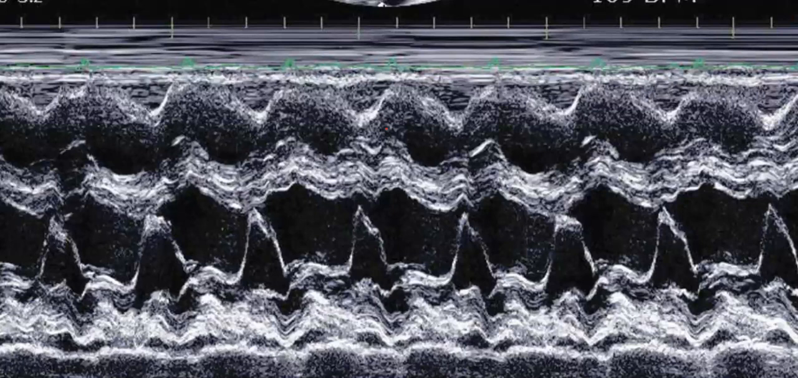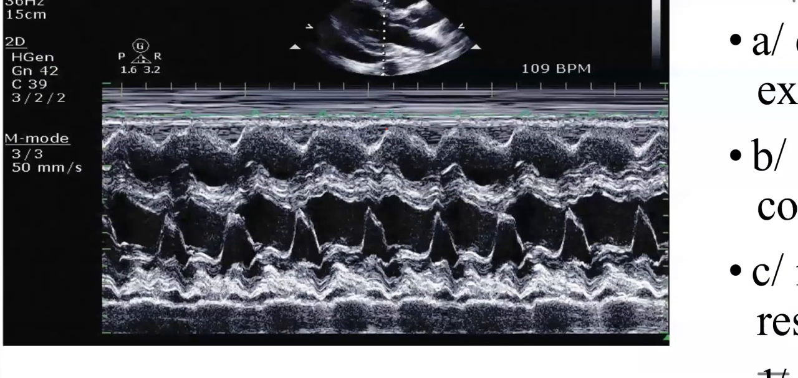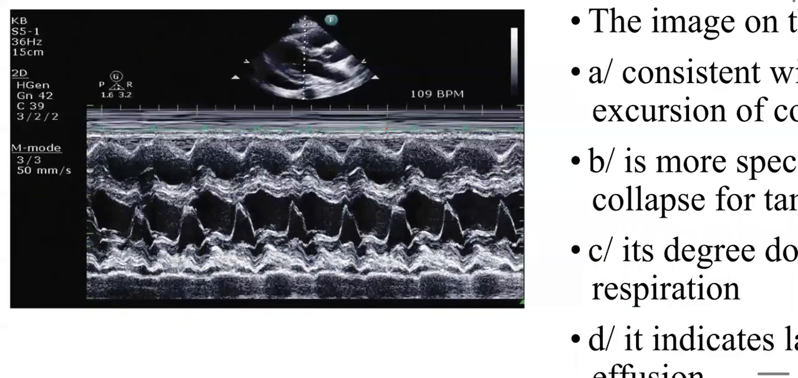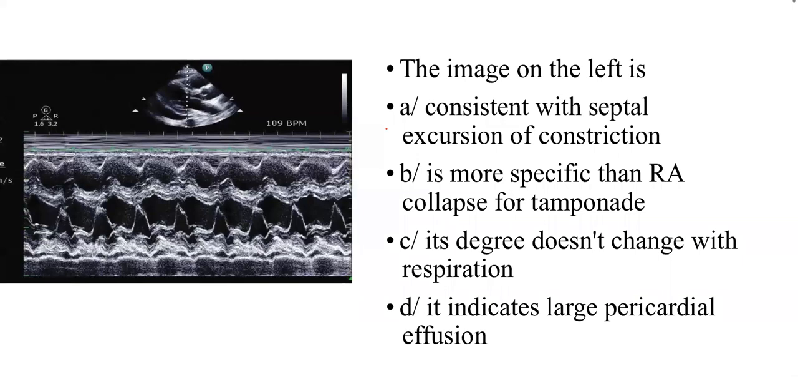On top, what do you think about it? RV collapse during diastole. Exactly. So this is early diastolic collapse of the RV free wall. Exactly. So this patient has a tamponade physiology. So let's go back to the options here. So A, B, C, or D? D. It indicates large cardiac effusion.